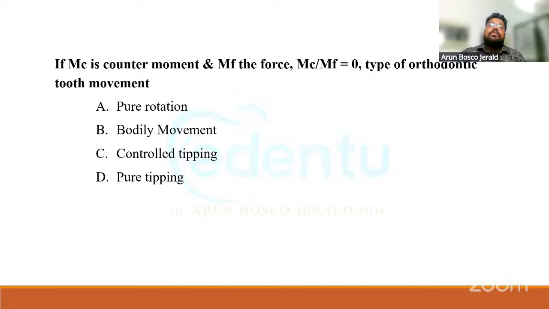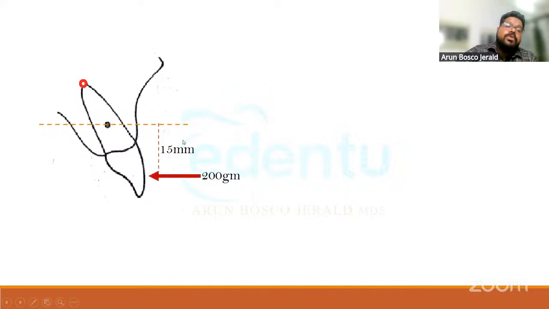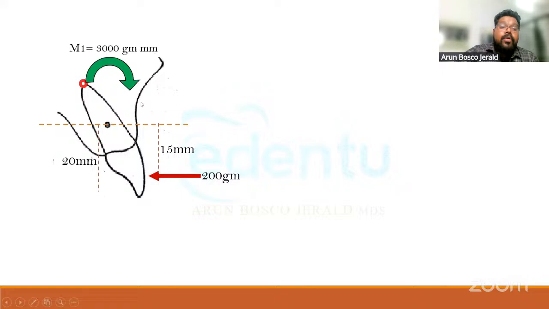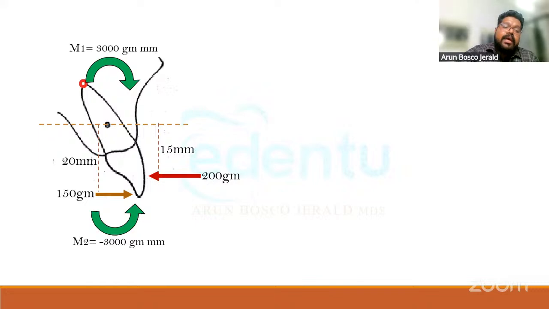For that, we will go to the previous thing. See again, this is a tooth in which at a distance of 15 millimeter, we are applying a force of 200 gram. Because of this force, there will be a moment having a magnitude of 3000 gram millimeter in a clockwise direction. For translation, we have to give a counterbalancing force of 150 gram about 20 millimeters away from the center of resistance, so that 3000 gram millimeter of moment is acting, which is counteracting this actual moment.